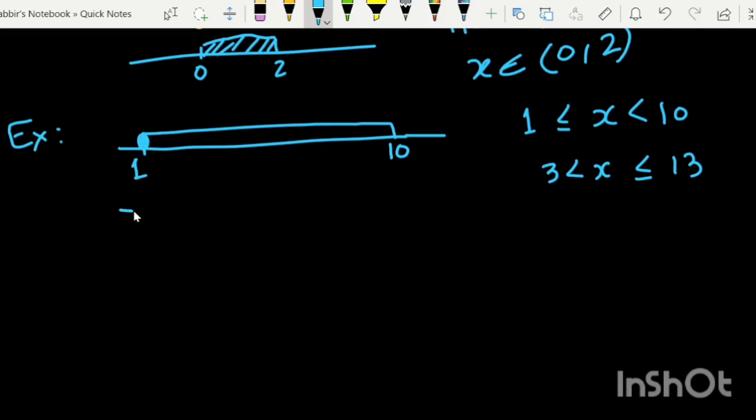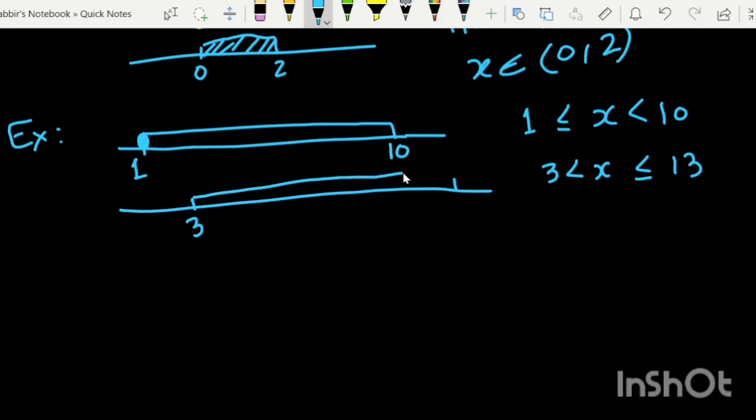Now the second inequality, which is 3 to 13, 3 excluded, 13 included, I will plot. So 3 would be on the right side of 1, so 3 would lie somewhere here. Now 10 is here, so 13 would be on the right side of 10, so 13 would be somewhere here. Now I will join these two. Okay, so 3 to 13 is this. Now since 13 is included here, I will place a dark circle here.